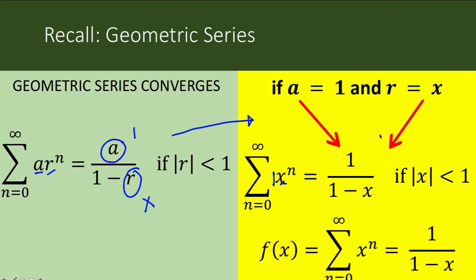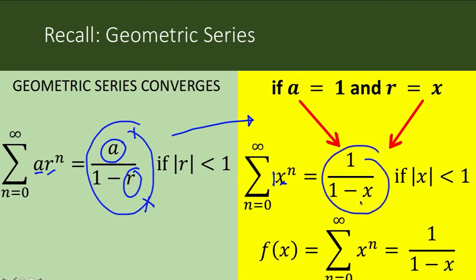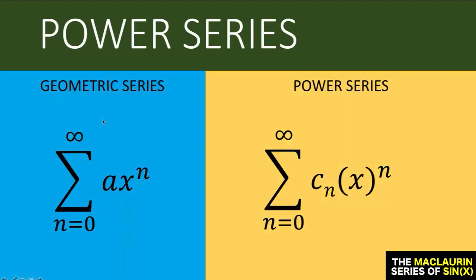And from this form, we can now represent our geometric series as a function of X this way. F of X is equal to the summation of X raised to n, from n equals 0 to infinity, equals 1 over 1 minus X. So what happens here is our formula for the series a over 1 minus r is now replaced by 1 over 1 minus X because our a is 1 and our r is X. And this can now be represented as a function of X, f of X equals 1 over 1 minus X. So this is now our representation of a geometric series.